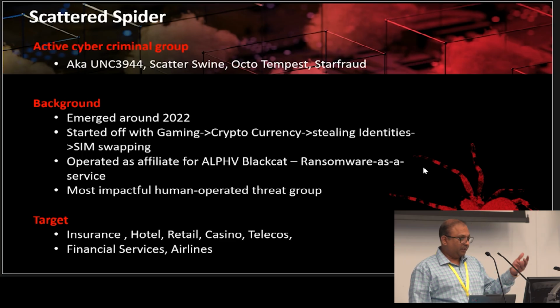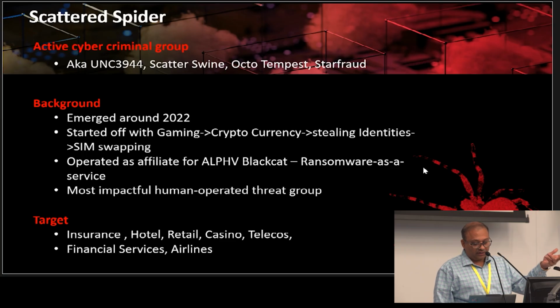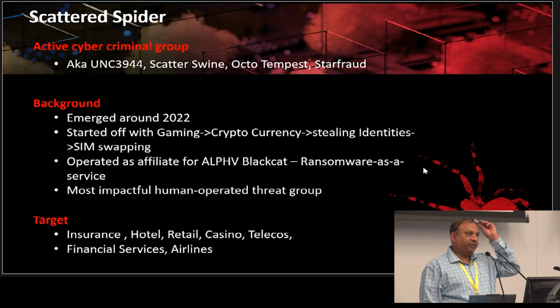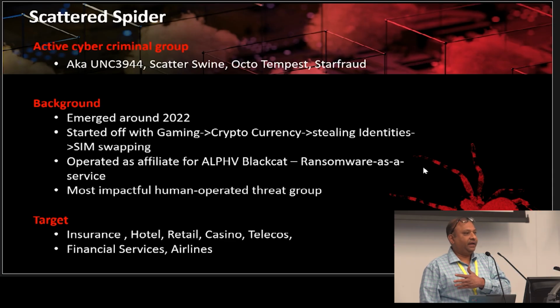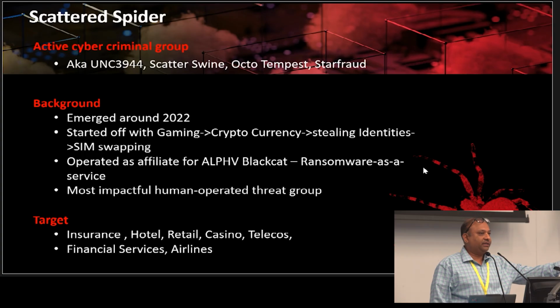In addition, they became an affiliate of a ransomware group called Alpha Black Hat, which provides ransomware as a service. So these guys open the doors, they penetrate into the enterprise, and at the very end they bring in the affiliate who deploys this ransomware, and then boom, they take down the whole enterprise.